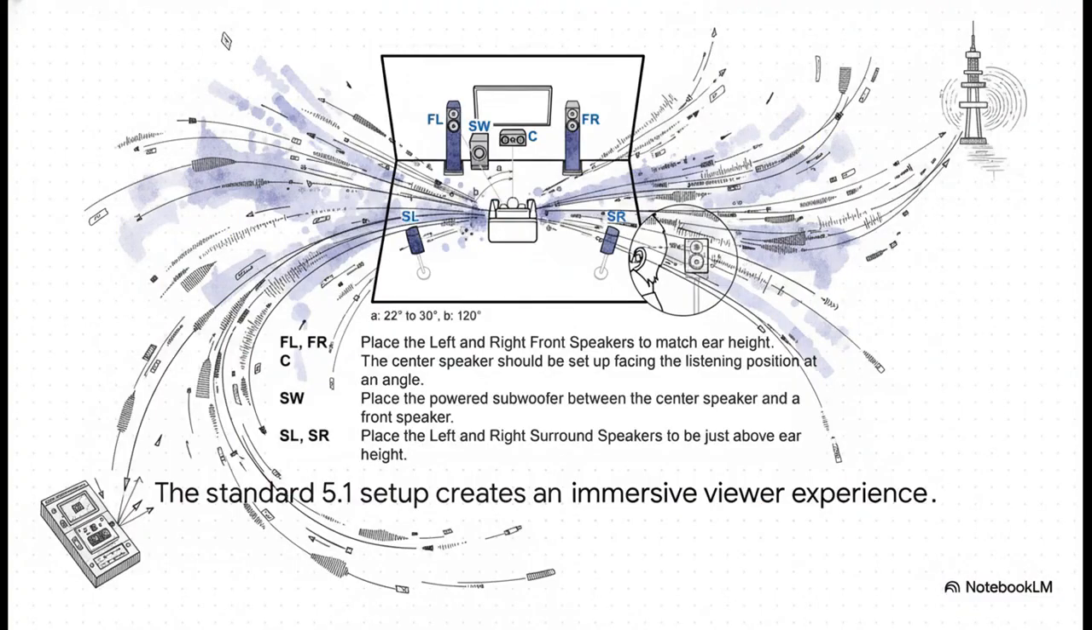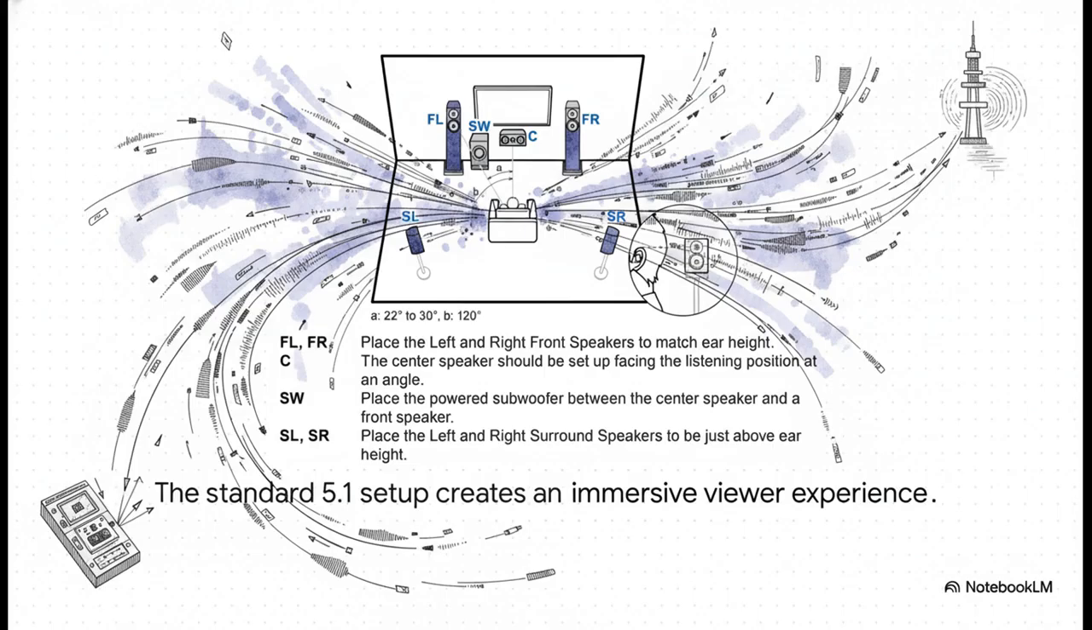Yeah, and here's a great look at that classic 5.1 setup. You've got your front left, center, and right speakers, which create that main soundstage right in front of you. Then, you've got the 2 surround speakers for all the ambient sounds, the stuff happening around you. And of course, the subwoofer for that low-end punch. For you, the viewer, it's an amazing, immersive experience.